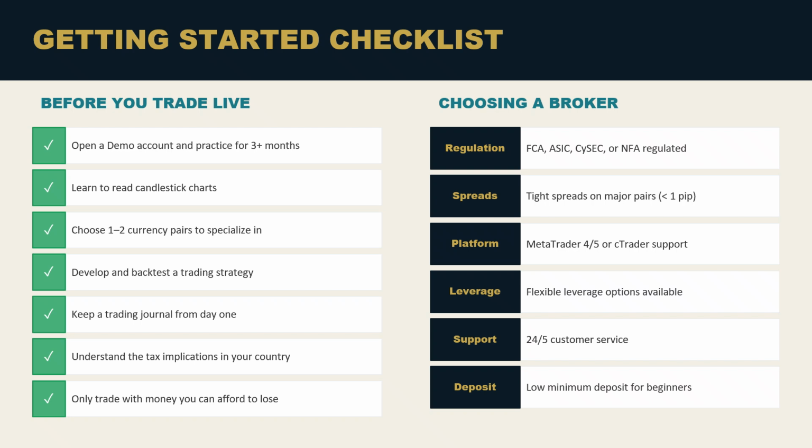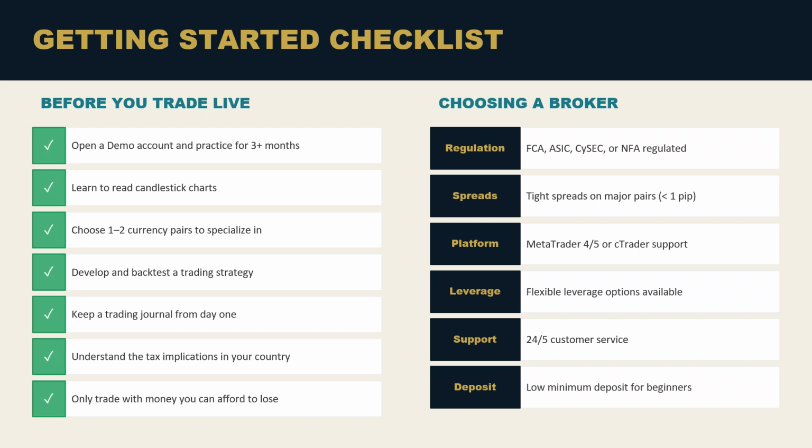Your broker is your partner in the market, so choosing a good one is crucial. Here are the key things to look for. The number 1 priority is regulation. Make sure your broker is regulated by a top-tier financial authority like the FCA in the UK, ASIC in Australia, or CySEC in Cyprus. This provides a layer of security and accountability for your funds.